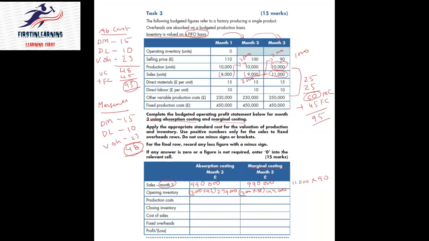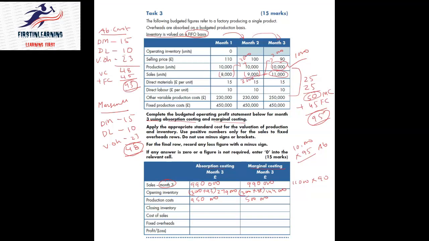10,000 times 95, that gives me 950,000. So basically, 10,000 units we made in month 3, multiplied by 95 per unit if I use the absorption costing. So that gives me 950,000. On the other hand, for the marginal costing we cannot take the fixed cost, so we just calculate the variable cost, that is 50. So 50 times 10,000 gives you 500,000.